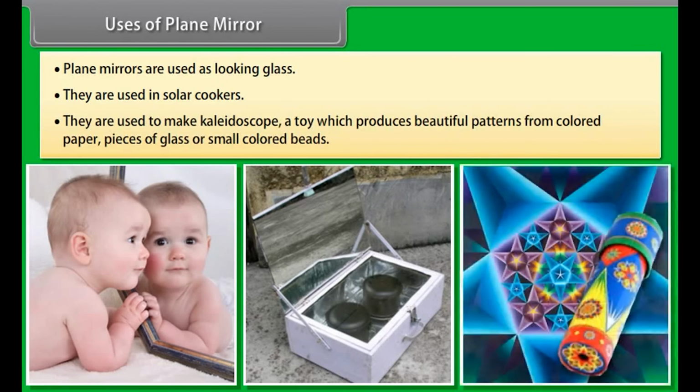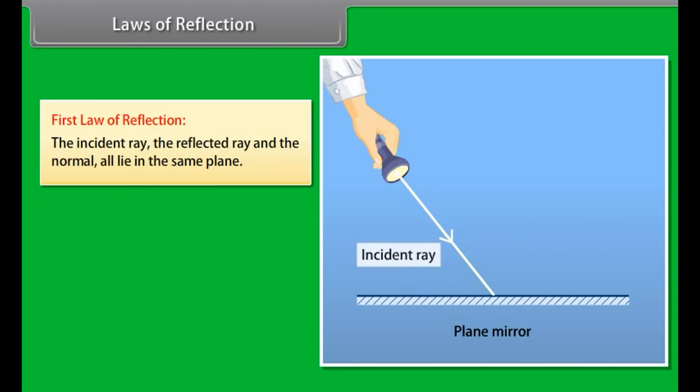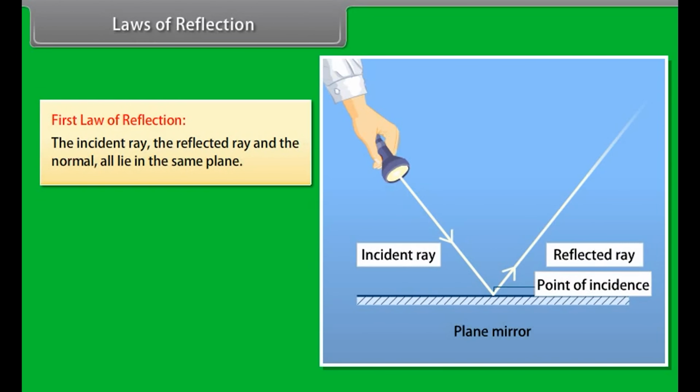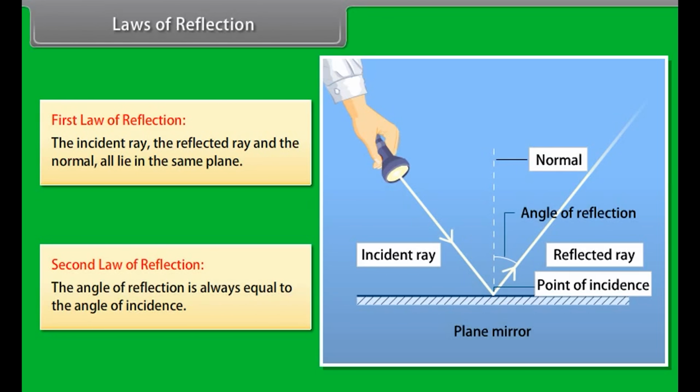They are used to make kaleidoscope, a toy which produces beautiful patterns from colored paper, pieces of glass, or small colored beads. Laws of reflection. First law of reflection. The incident ray, the reflected ray, and the normal all lie in the same plane. Second law of reflection. The angle of reflection is always equal to the angle of incidence.